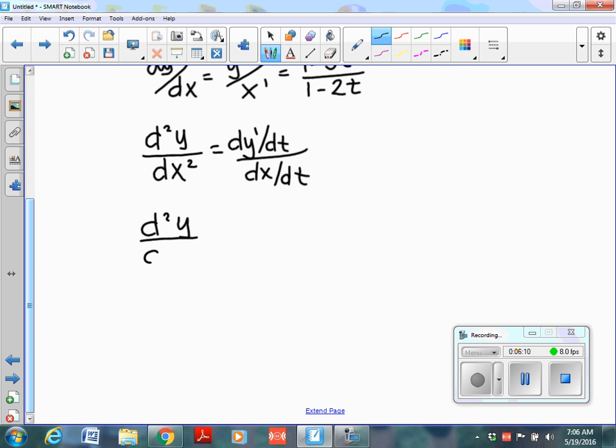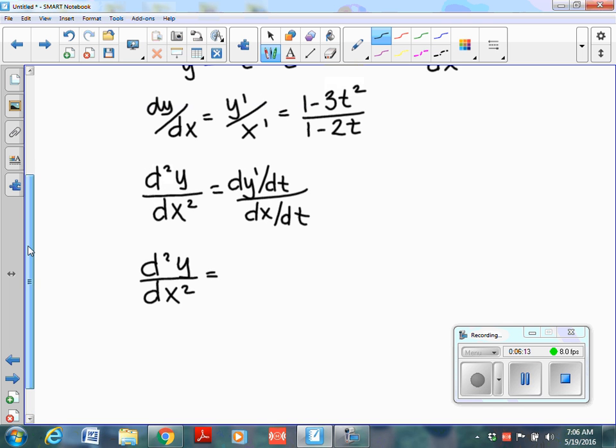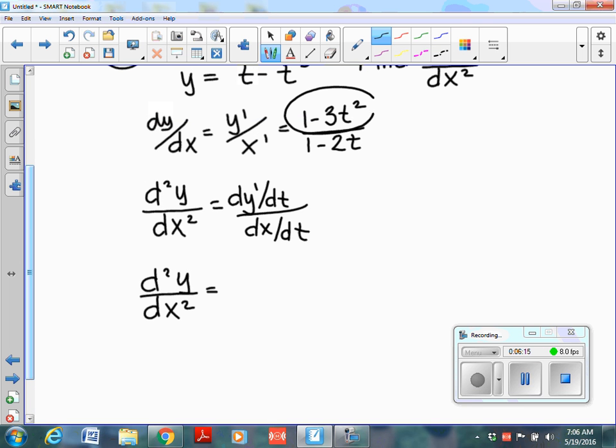So you need to take the derivative of the y prime, I mean. So, how do you find dy prime over dt? What you need to do is take this whole thing, and you need to find the derivative of that whole thing. And that's what's going to go on the top. So, you're going to find the derivative of that whole thing, dy prime over dt.